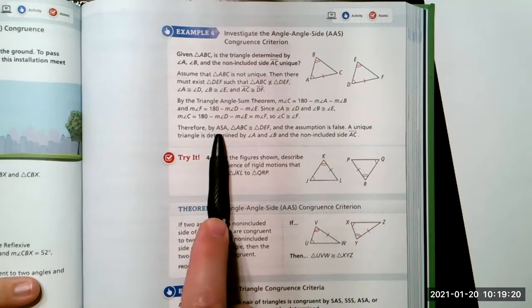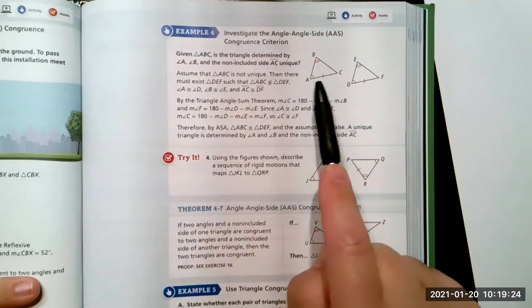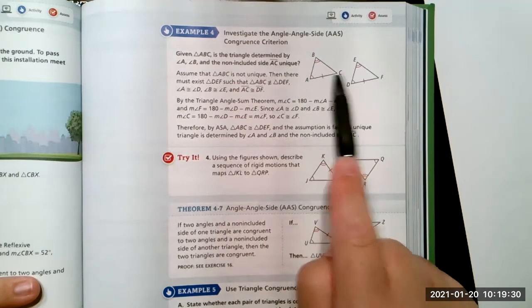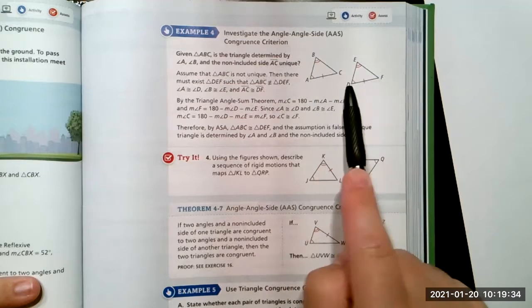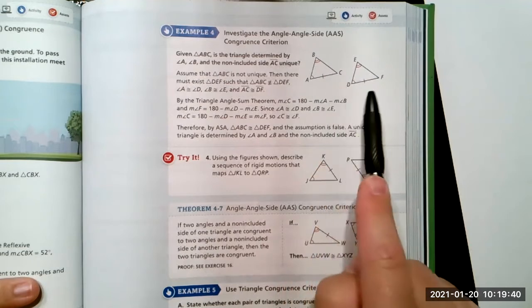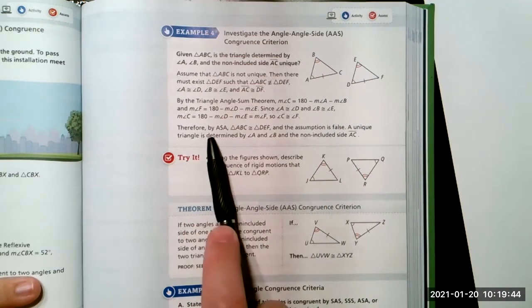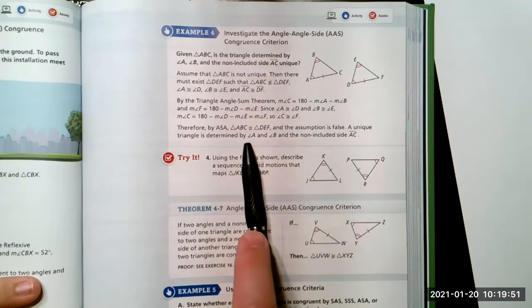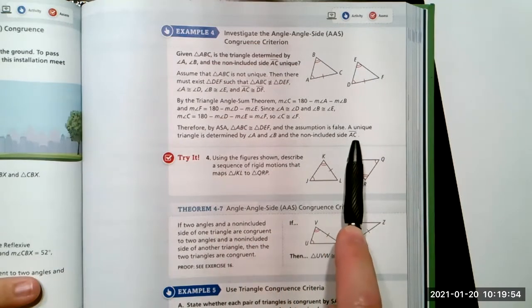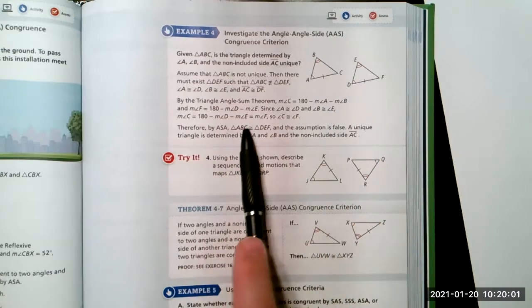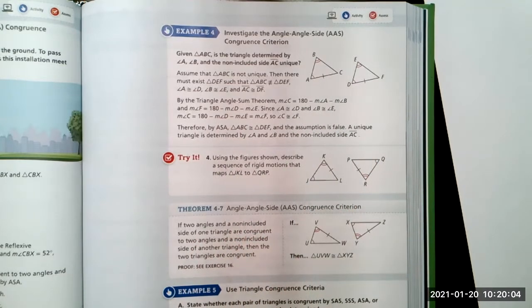Therefore, by angle side angle, these two triangles are congruent. So since C is the same thing as F, now I have A and D the same, C and F the same, and side AC is the same as side DF. So using those three pieces of information, I have angle side angle, angle side angle. So therefore, by angle side angle, the two triangles are congruent, and the assumption is false that they're unique. A unique triangle is determined by angle A and B and the non-included side AC. So they kind of went away from angle side here and talked about angle side angle, but either way, you'd use that same congruence criterion to look at those two triangles and figure that out.